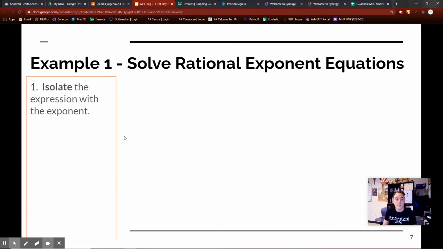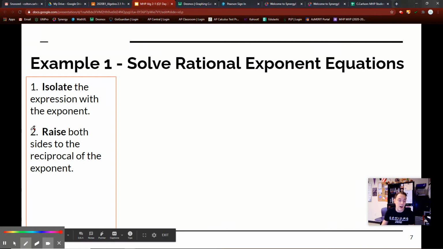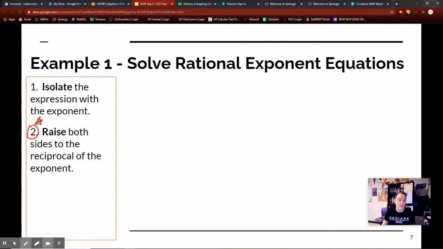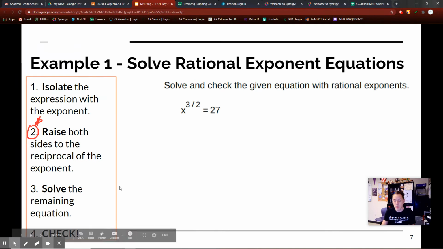All right. My steps. First things first. Just like with radicals, just like with absolute values, you want to isolate not the x, but the expression with the exponent. After that, you're going to raise both sides to the reciprocal. This by far is the most important step, so keep that in mind. Raise both sides to the reciprocal of the exponent, solve, and check. We want to still check.